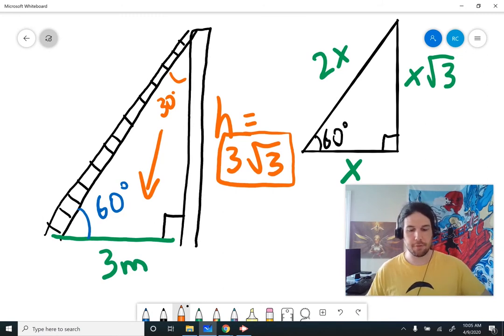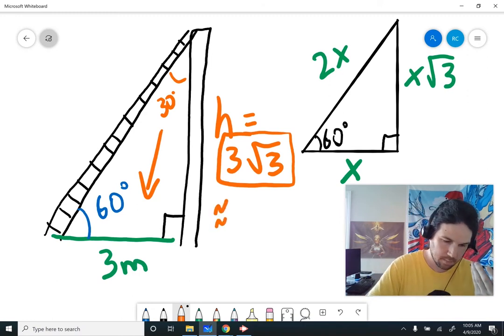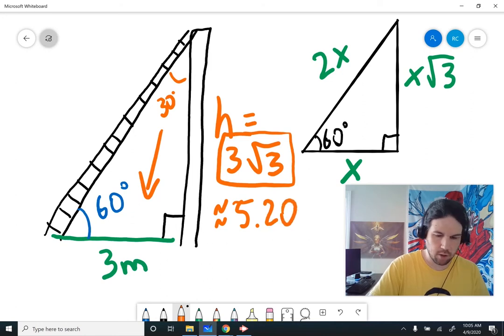And this is a word problem, this is a practical application, so a rounded off decimal is definitely appropriate. Hey Google, what is 3 times the square root of 3? The answer is approximately 5.196152. 5.20. And that's our answer. Oh, meters.